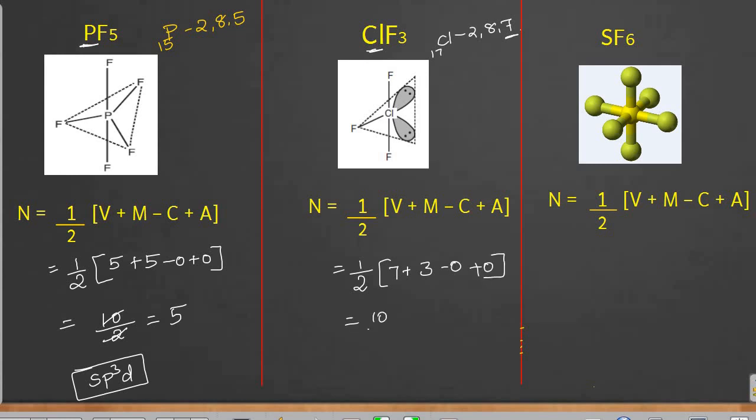So 10 divided by 2, you will get again 5. So the same hybridization, that is sp3d hybridization. Okay, let's move to the next one.